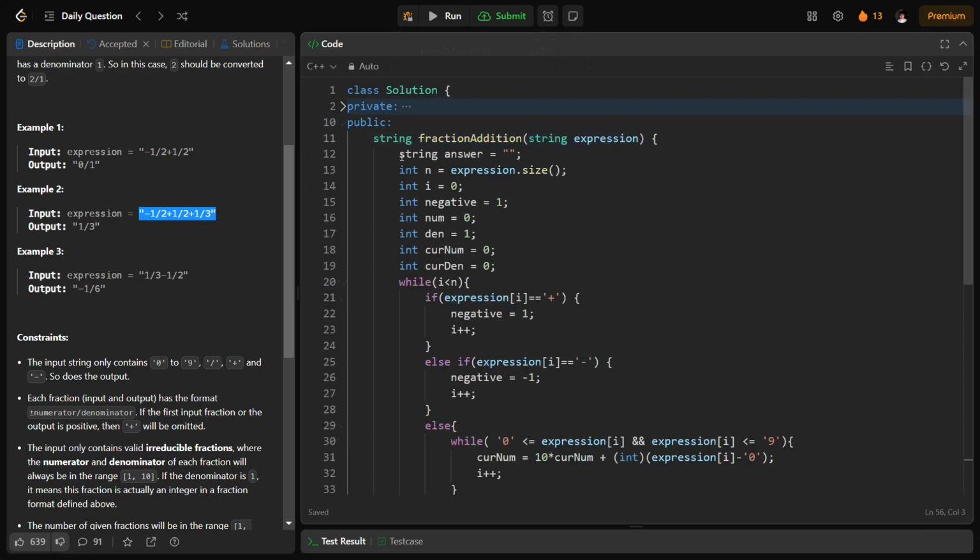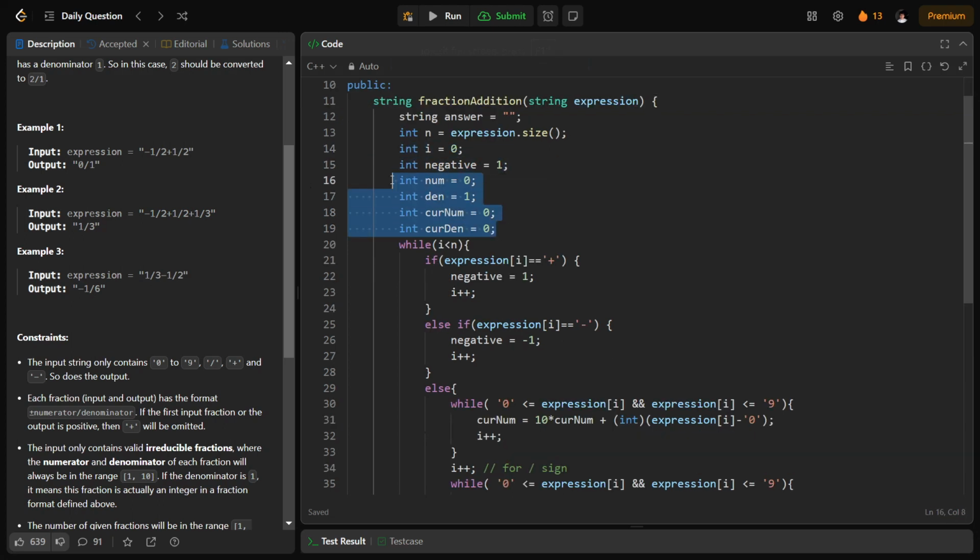So I first of all declare an answer string, which in the end I would return. I would declare n as the size of the array and an iterator i. Fine. And what I do is I keep track of this negative, initialized to 1. I have this num and den as 0 and 1, current num and current den as 0 again. Okay, so we saw this, right? We saw this declaration and initialization in our code as well. And this is basically the pointer or array index that we have used to parse the string.